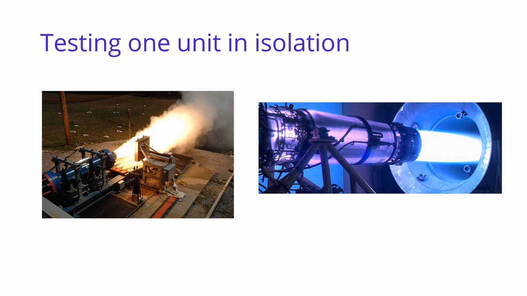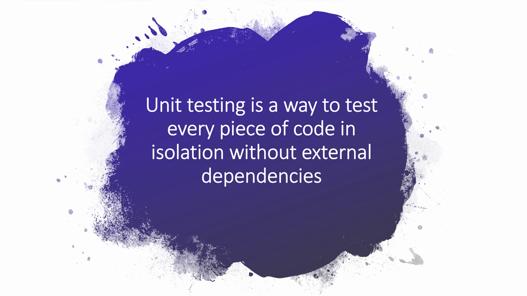And the same goes for the team assembling the entire thing. They know that they can connect all the parts according to specification, and the rocket should fly. This saves time and money for everyone, and likely saves a few lives along the way. So in terms of software engineering, we can define unit testing as a way to test every piece of code in isolation without external dependencies.